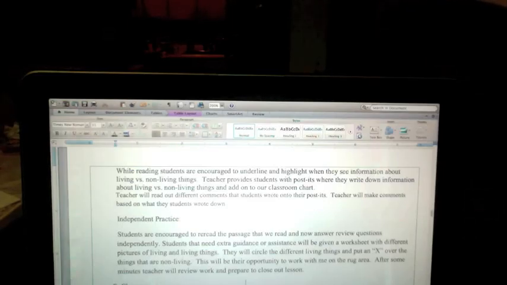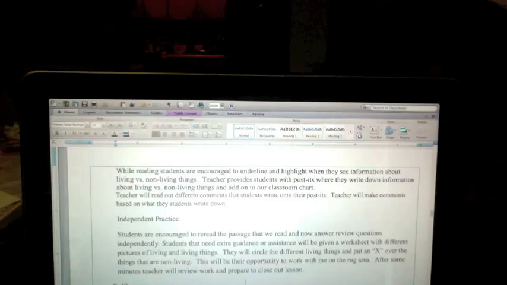And for the students that need extra guidance or assistance, I'll be giving them a separate worksheet with different pictures of living and, I'm sorry, that's a typo there, it should be non-living things. They'll have their pencils with them, and what they'll do is circle the different living things, and then put an X over the things that are non-living. This will be their opportunity to work with me independently on the rug area.